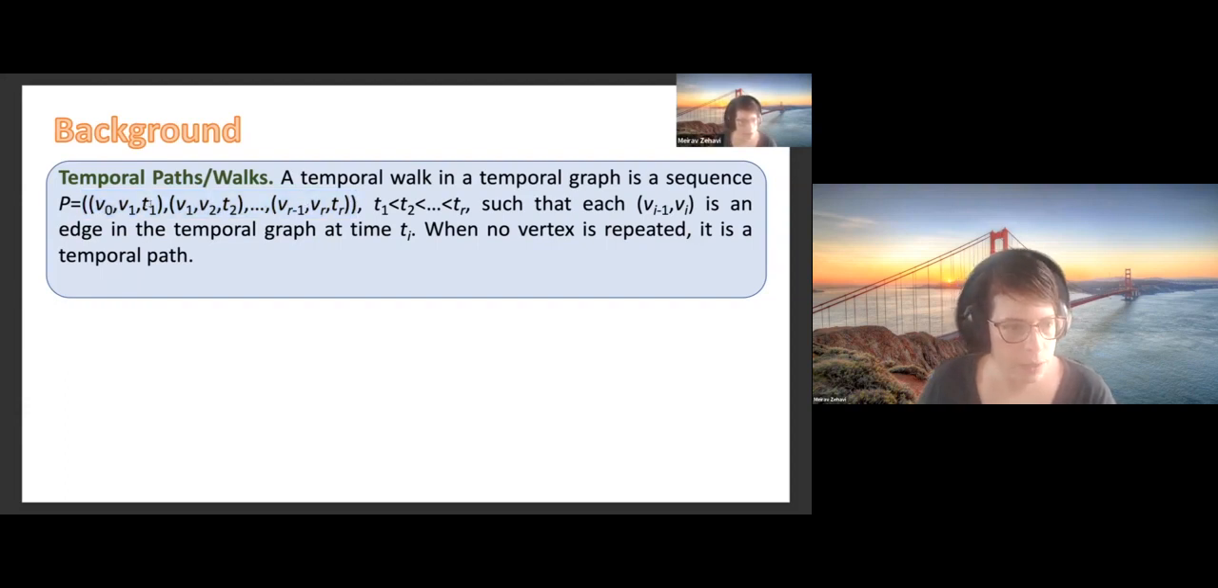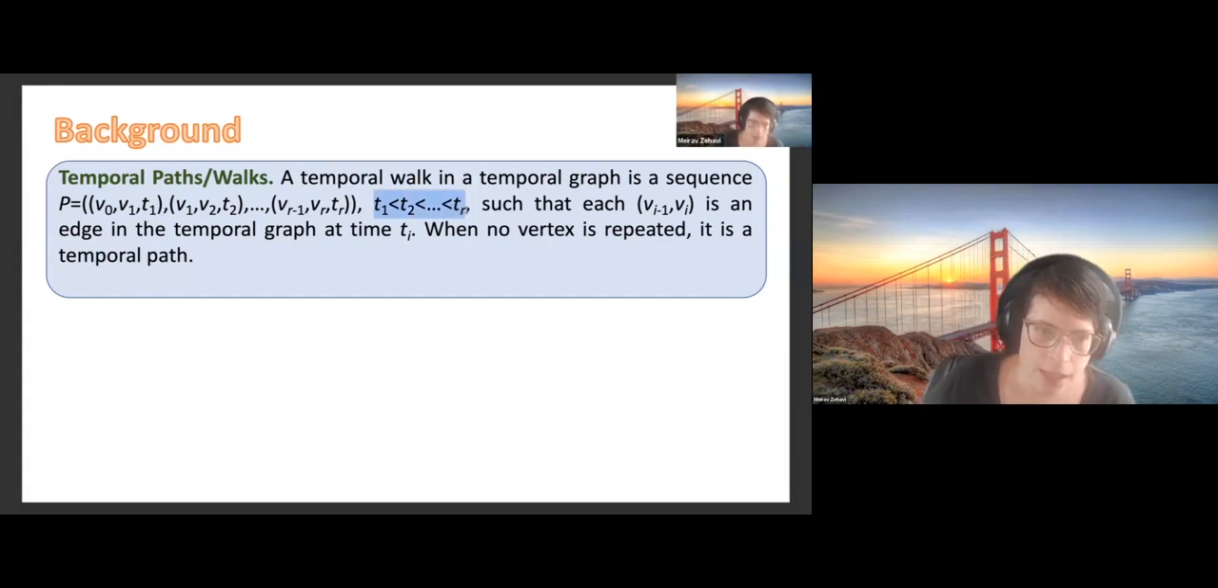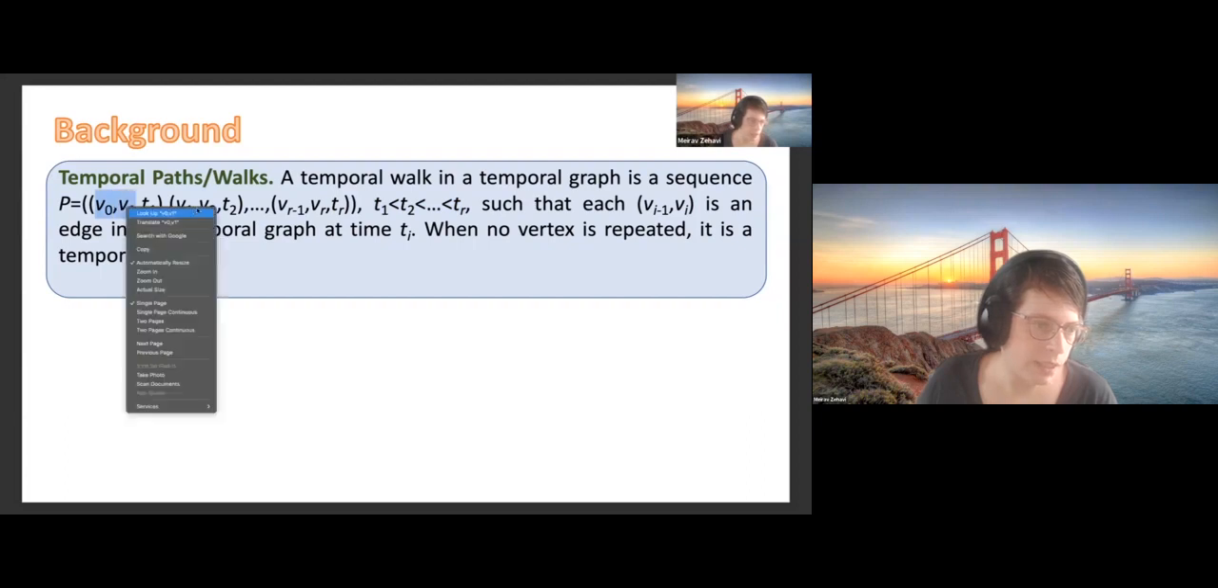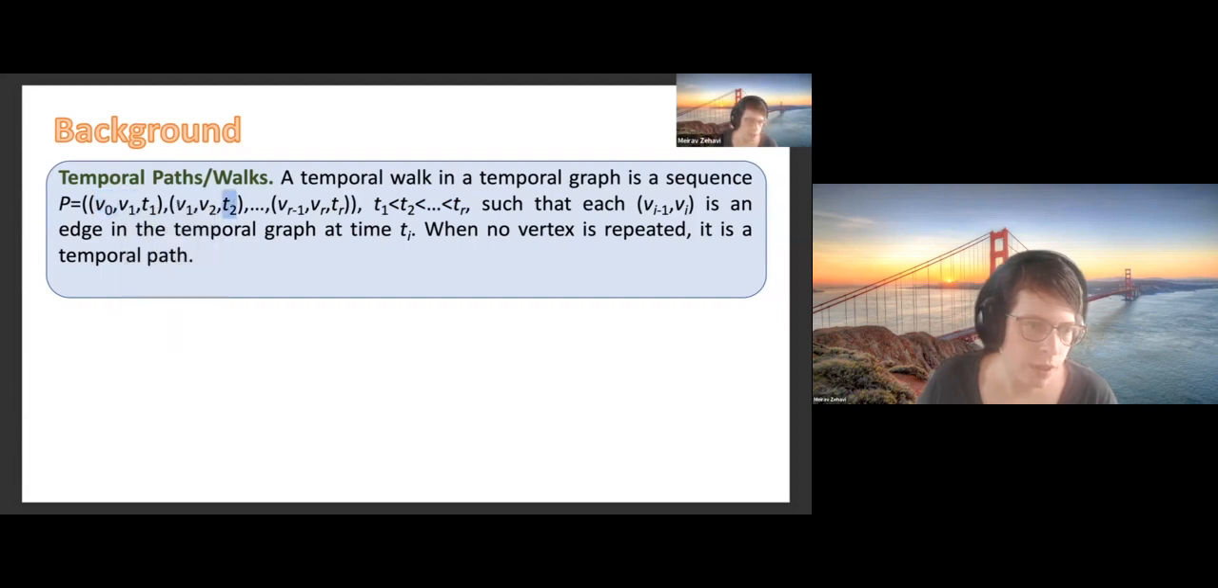So all of these timestamps should be strictly increasing. You can also consider a variant where it is increasing but not strictly, but here let's consider strictly increasing. And what we need is that every pair v_{i-1}, v_i that occurs here is an edge at time t_i. Okay, so at time t1, v0, v1 is an edge. At time t2, v1, v2 is an edge, and so on.